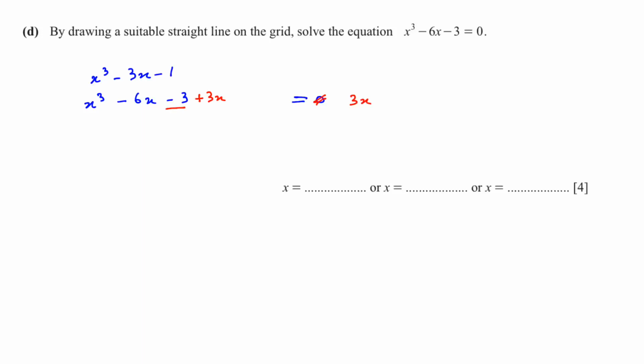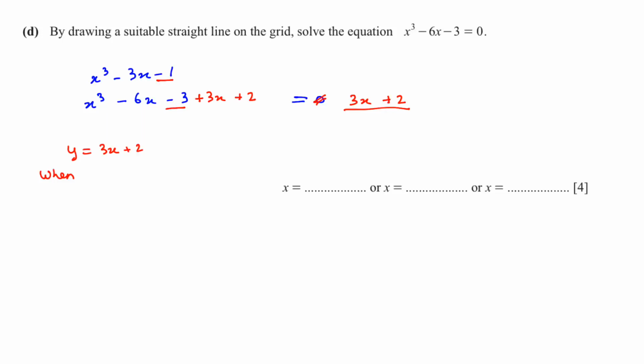And for the number, I have negative 3 here and negative 1 in my original equation. To change negative 3 to negative 1, I have to add 2. So that's what I'm going to add on this side also, plus 2. So this is the line you have to draw: y equals 3x plus 2. We need to find 2 points for drawing the graph.